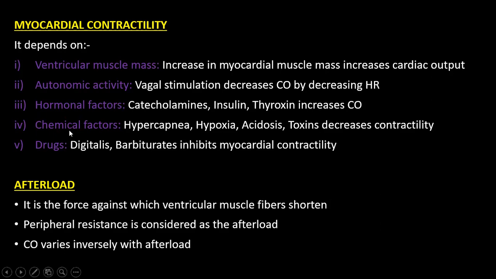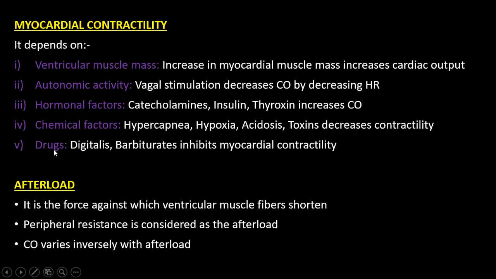Now the next factor affecting myocardial contractility is chemical factors, which includes hypercapnia, which is an increase in the partial pressure of carbon dioxide, hypoxia, which is a reduction in oxygen level, and acidosis, that is, increase in the H plus ion concentration. And also certain toxins can decrease contractility. So hypoxia, hypercapnia, acidosis, and certain toxins can decrease myocardial contractility.